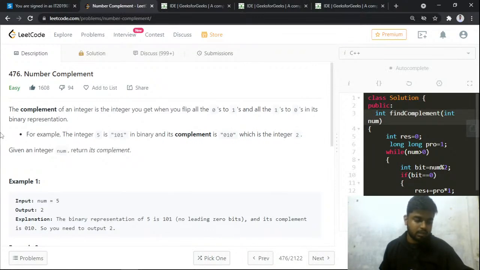Right. So in this problem, number complement, you will be given an integer. That integer will have a binary form, which can be represented in terms of ones and zeros. What you have to do is flip it, right?